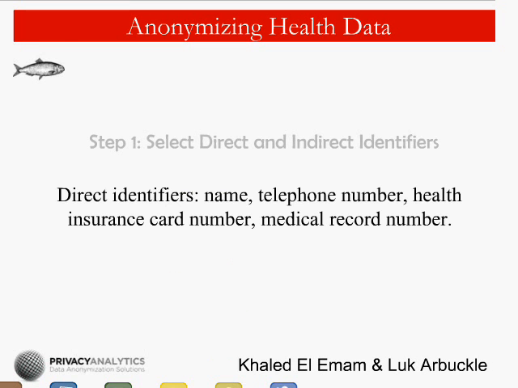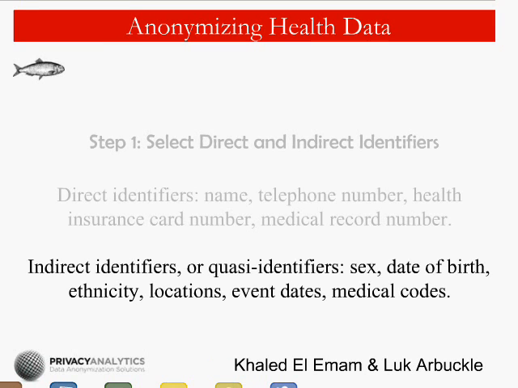So direct identifiers are things like name, telephone number, health card number, etc. Indirect identifiers, sometimes also called quasi-identifiers, are things like demographics, location, all dates, event dates, birth dates, death dates, etc., socioeconomic status, and medical codes as well. So procedure codes, diagnosis codes, sometimes rare diagnoses or rare procedures, and these may have an impact on identifiability.